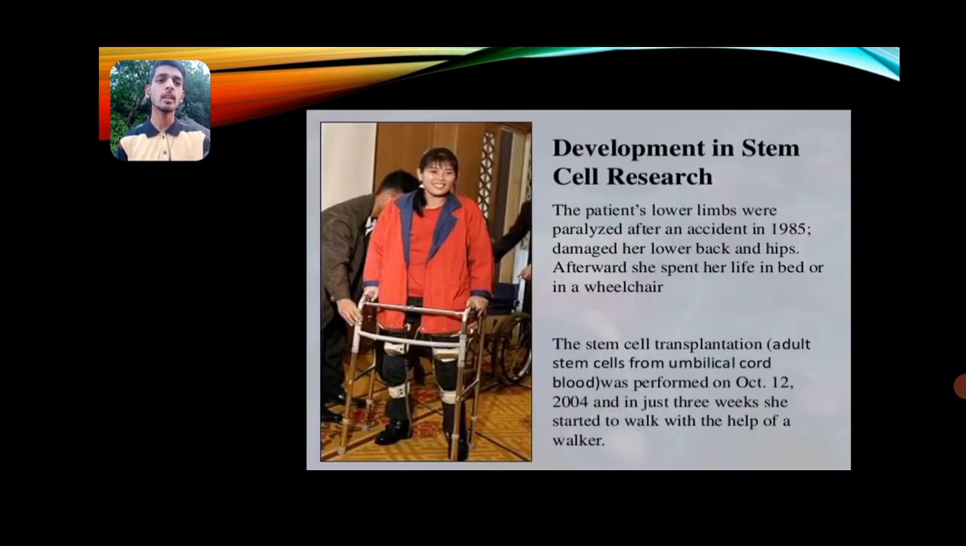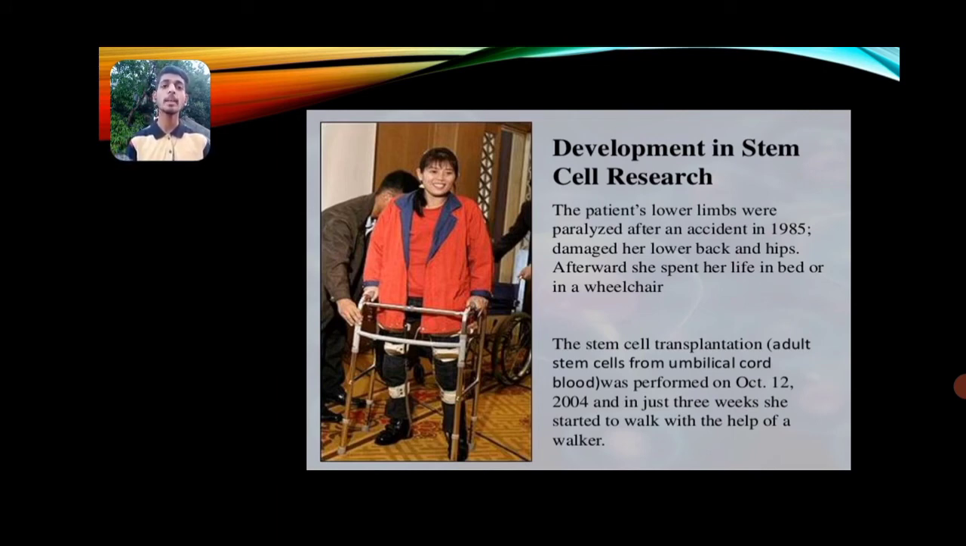Okay, so next, it is one of the historical facts in stem cell therapy research. In that picture, the patient had lower limbs paralyzed after an incident in 1985, which damaged her lower back and hips. Afterwards, she spent her life in her bed. In 1985, this case happened: the girl had her lower back and hips damaged after an accident, and she was continuously in a wheelchair after that incident.